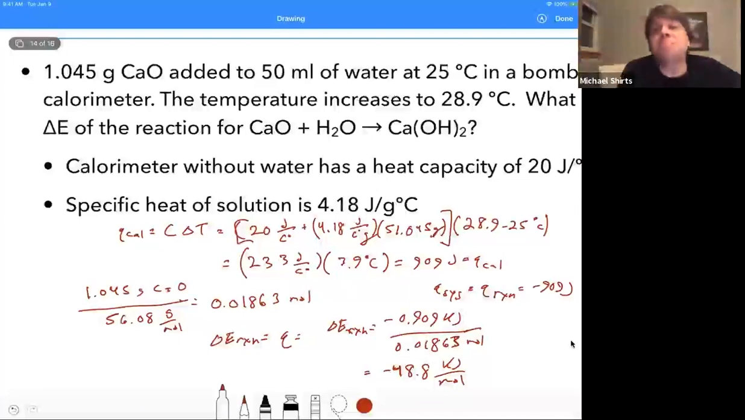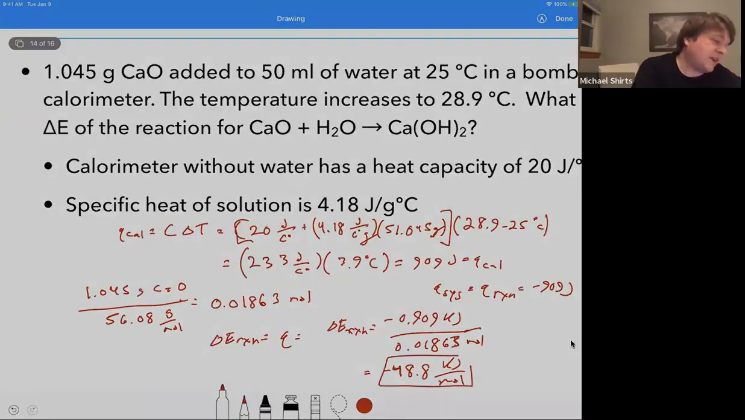Q reaction equals minus the Q calorimeter, or we could just think, well, it's heating up the system. It must be an exothermic reaction. Therefore, the sign is going to be negative. The energy change of the reaction is going to be negative.